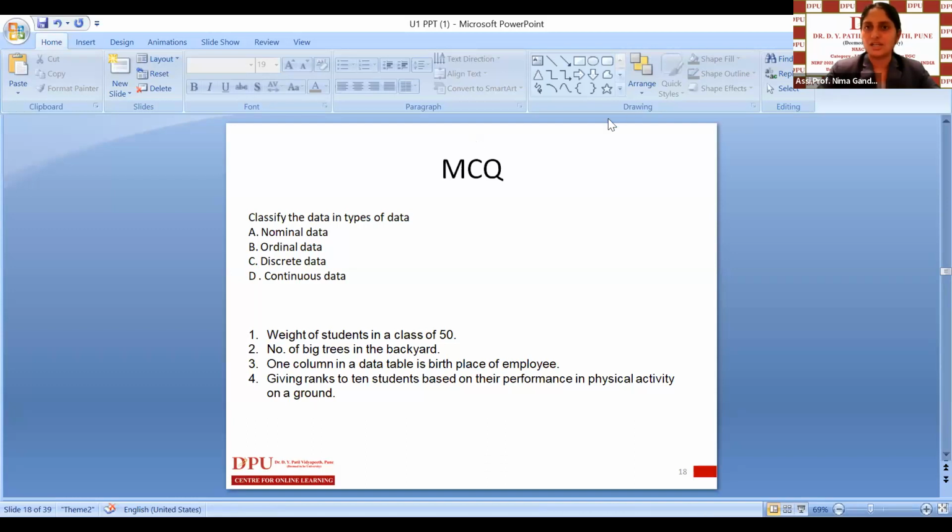Or if you are measuring it and giving them ranks, it is ordinal data. It depends on what type of physical activity they are doing on the ground. If they are doing some yoga, you cannot measure their performance. That time you just give them ranks by looking at their performance. So if your data is non-numerical and you are just looking at the activity and giving ranks, such data is ordinal data. If you are measuring something in numbers, then the data is continuous data. It depends on what type of activity it is and how you are measuring it.